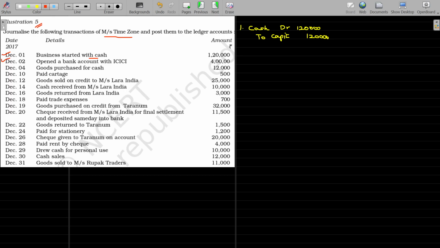On 2nd December, opened a bank account with ICICI. Opening a bank account, the entry is very simple. Bank account debit to cash account. The value being, sorry, 40,000 rupees.